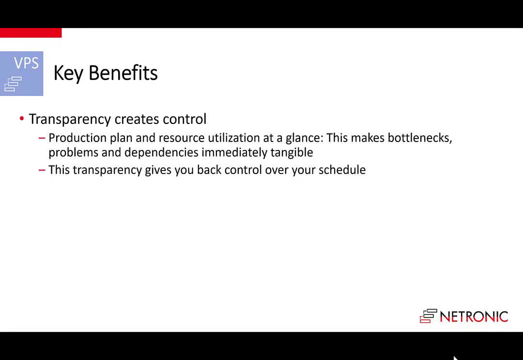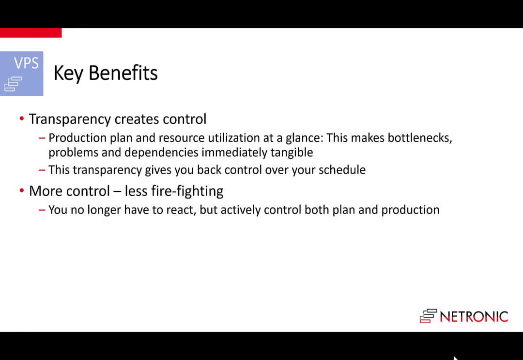Now that you've seen the VPS in action, let's summarize the benefits that you get from working with the Visual Production Scheduler. First, you win transparency and hence gain control. At one glance, you have your production schedule and the utilization of your machine centers and your work centers. This makes bottlenecks, dependencies, and problems immediately very tangible, without browsing through a lot of different Business Central tables. Ultimately, the transparency gives you back the control over your schedule.